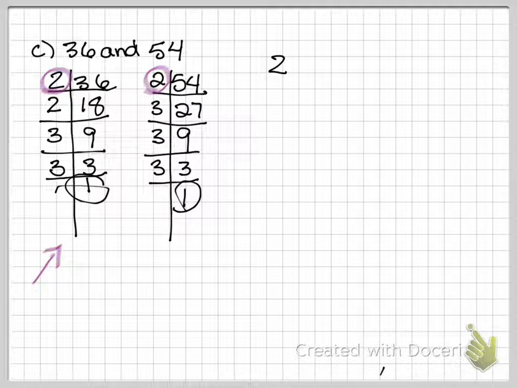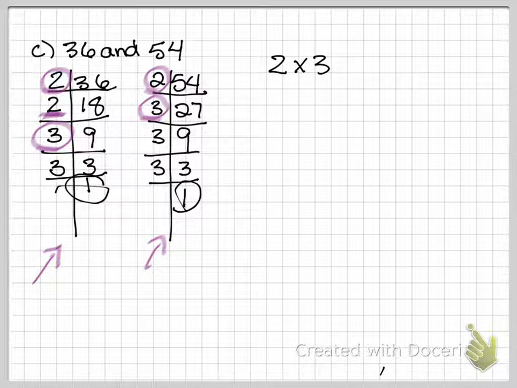And then there's this next 2 here, but I don't have another 2 over here for the 54. So that second 2 is not common between the two. But I have a 3 over here in number 54, and I have a 3 here. So I can add that to my multiplication sentence.